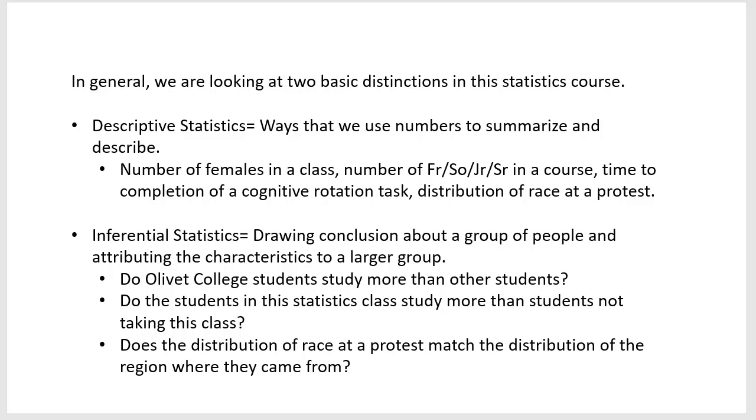And does the distribution of race at a protest match the distribution of the region from where they come? So, for example, if you see the distribution of race at a protest, and it's not at all like the distribution of race at a particular region where it's being held, you might make some assumptions, or you might have some curiosities about the type of people that are attending the protest or what the protest is about.